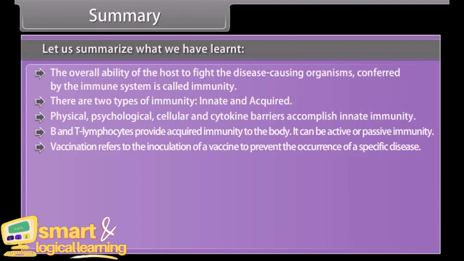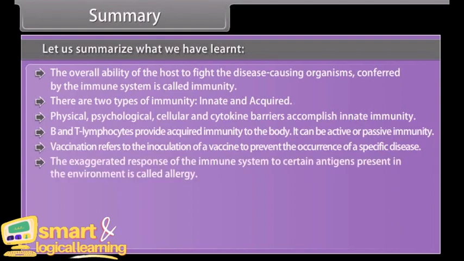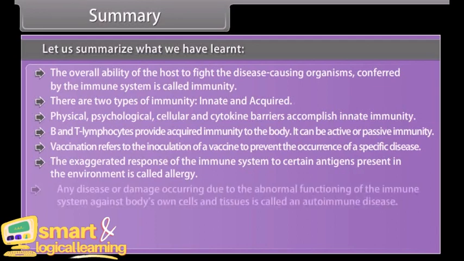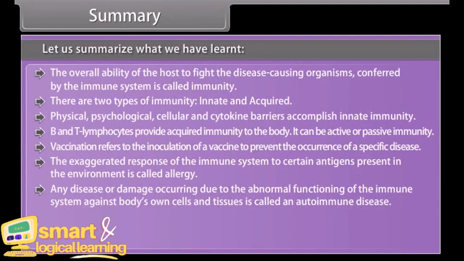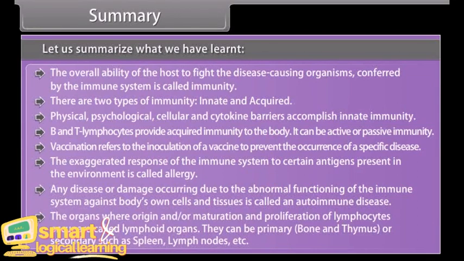Vaccination refers to the inoculation of a vaccine to prevent the occurrence of a specific disease. The exaggerated response of the immune system to certain antigens present in the environment is called allergy. Any disease or damage occurring due to the abnormal functioning of the immune system against body's own cells and tissues is called an autoimmune disease. The organs where origin and/or maturation and proliferation of lymphocytes occur are called lymphoid organs. They can be primary, such as bone marrow and thymus, or secondary, such as spleen, lymph nodes, etc.